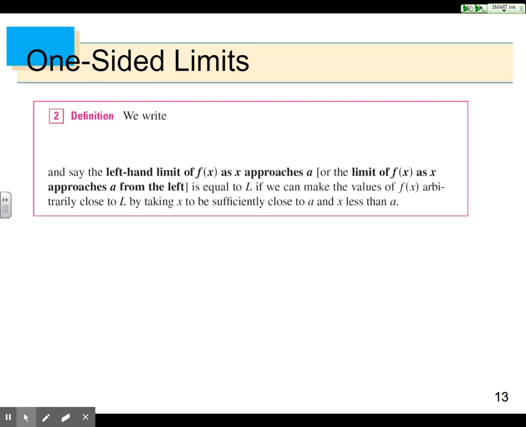But we are able to write, I'm going to do the left-hand limit first. The limit as x approaches a from the left of the function is equal to L. And we say the left-hand limit of f of x as x approaches a is equal to L if we can, again, make values of f of x arbitrarily close to L by taking x to be sufficiently close to a. But in this case, x has to be less than a in order to use a left-hand limit. Less than, left hand.